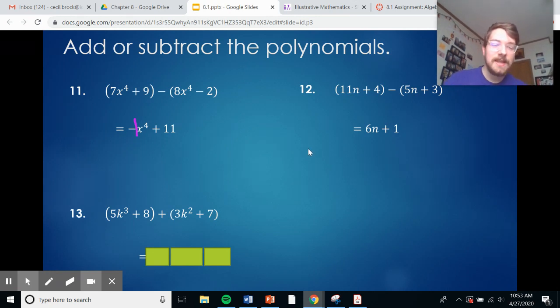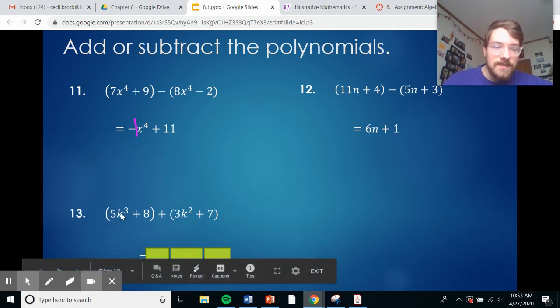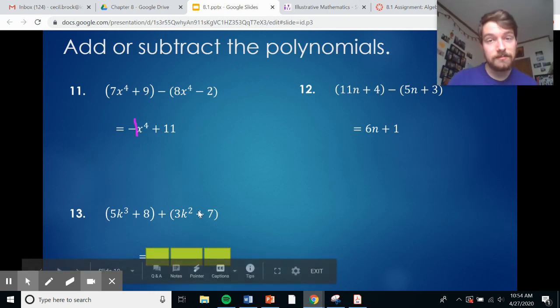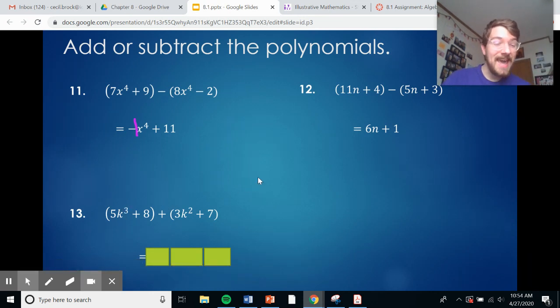And then 13 is a bit of a fun trick that I tried to play on you. So you see I've got 5k to the third plus 3k to the second. Can I add those? Can I do that? I'm being real with all of you. Can I do that? You shouldn't. Because even though they've got the same variables, they have different exponents. So I can't add those.